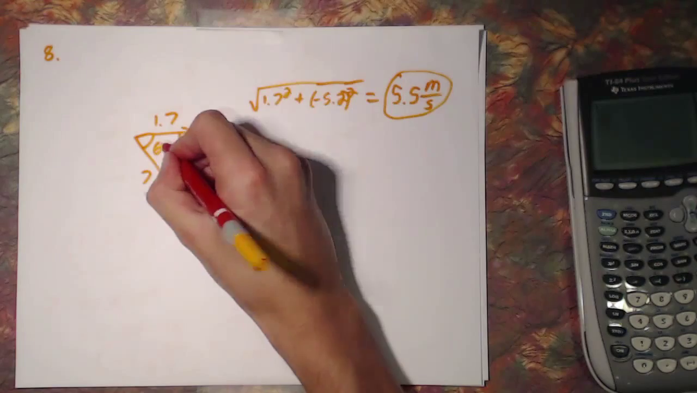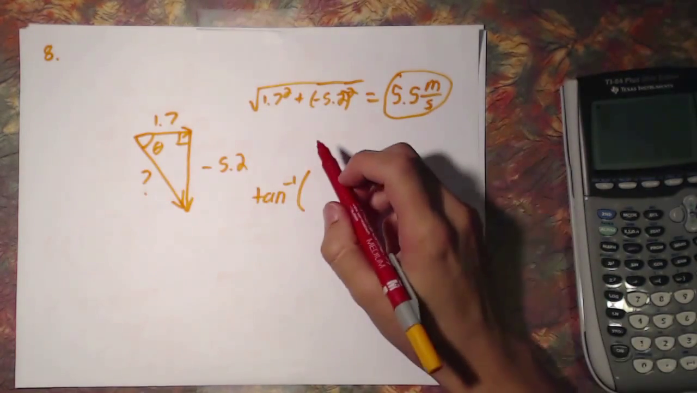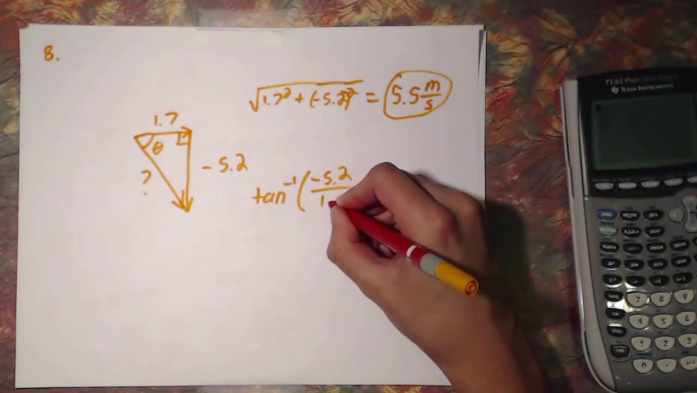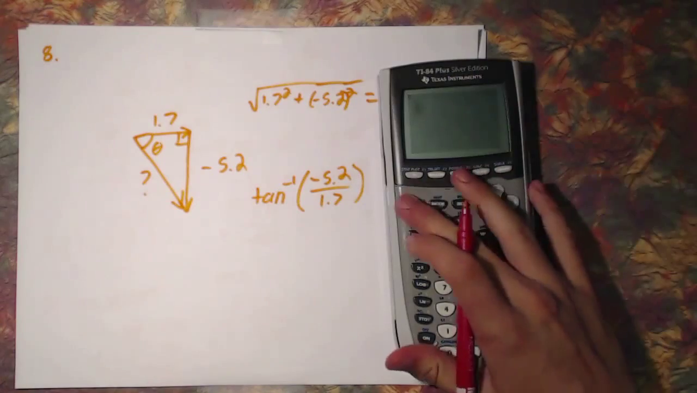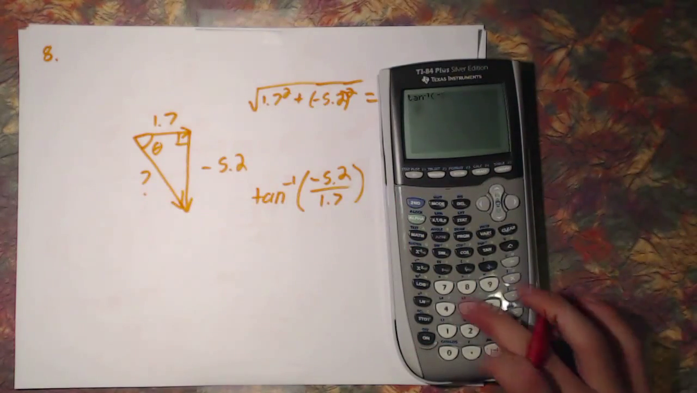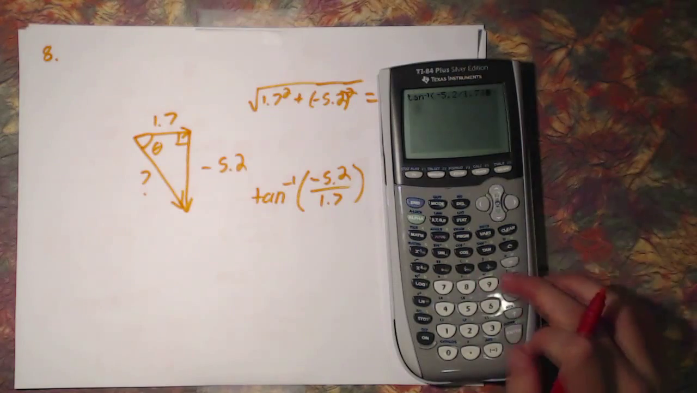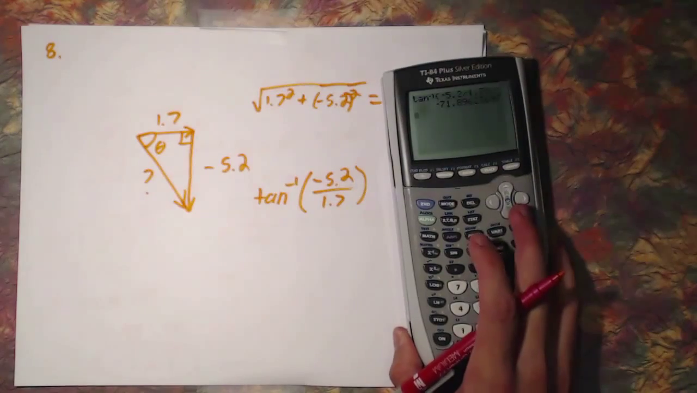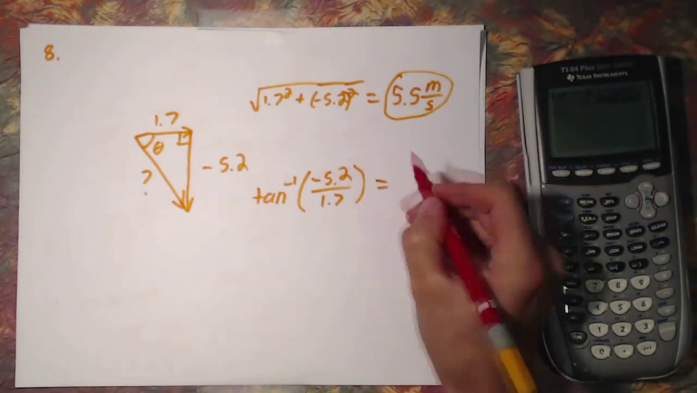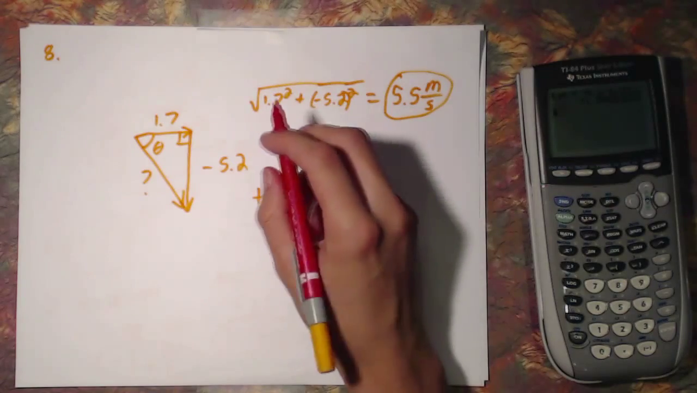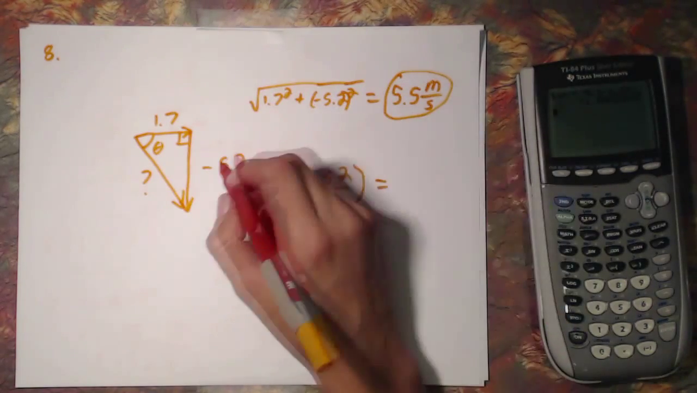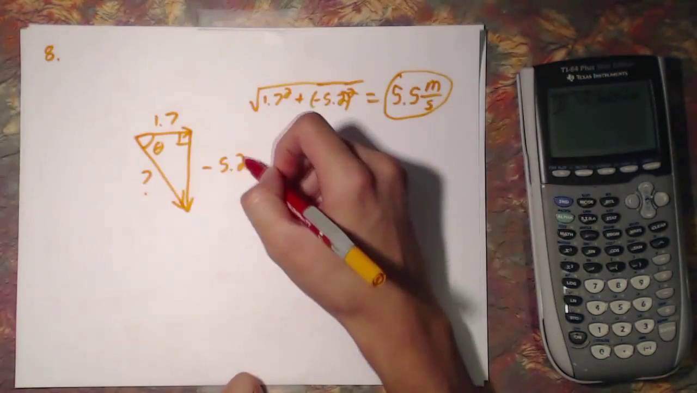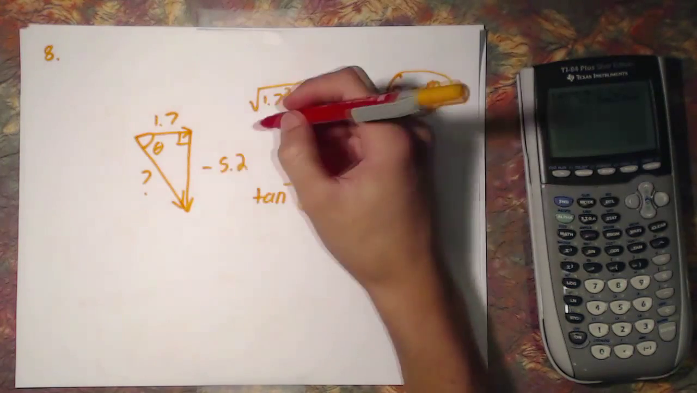So we want this angle. The inverse tangent of opposite over adjacent, so negative 5.2 over 1.7. So inverse tangent of negative 5.2 over 1.7 is negative 71.9 degrees. Now the reason that's negative is because we gave this a negative value, which is kind of funky when you're doing trigonometry. So it really just means this angle is below the horizontal, because if we define this as negative, meaning it's below where it started.